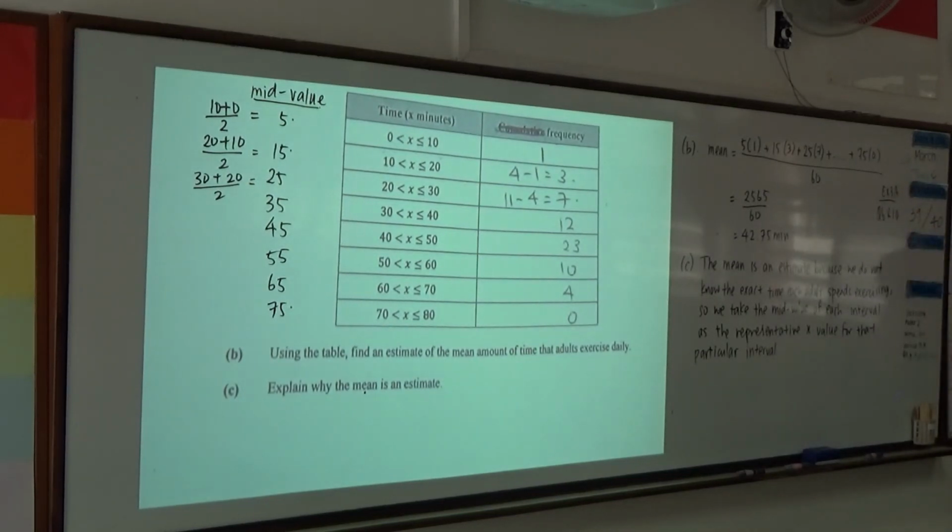Homework: exercise 3A, question 6 and 10, just 2 questions only. This one just let it be due when school reopens.